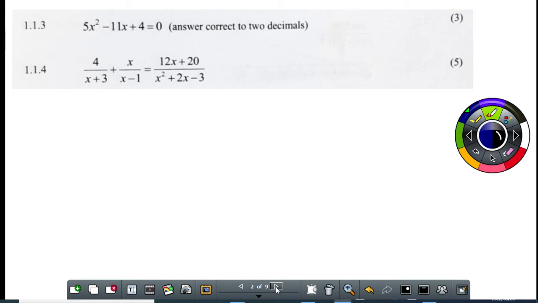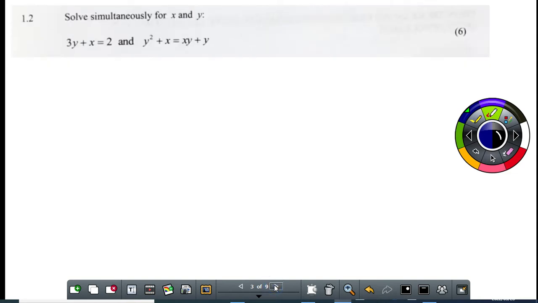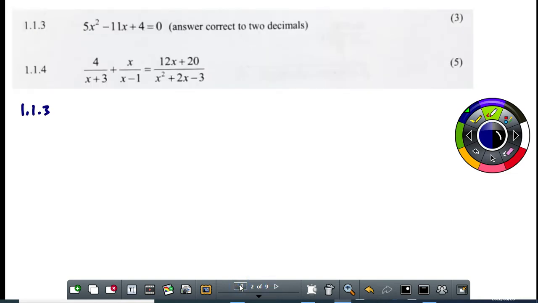Alright? Then 1.1.3. Now before I do 1.1.3, allow me to just duplicate this page. Okay, I've duplicated it. Right? Now, the equation says 5x squared minus 11x plus 4 equal to 0. That's a quadratic equation in standard form. But there is an instruction here. Your answer must be to 2 decimal places.